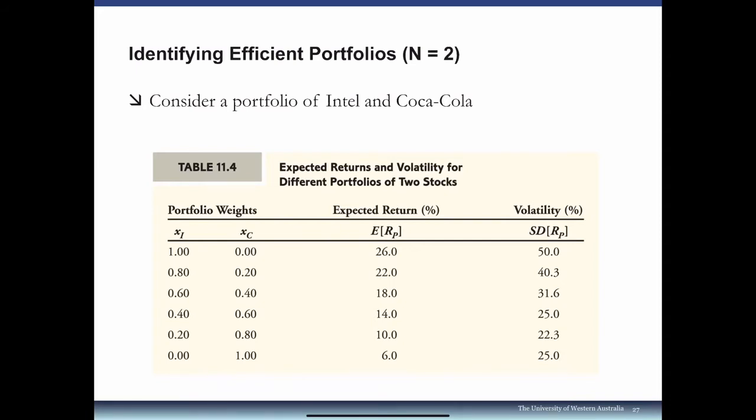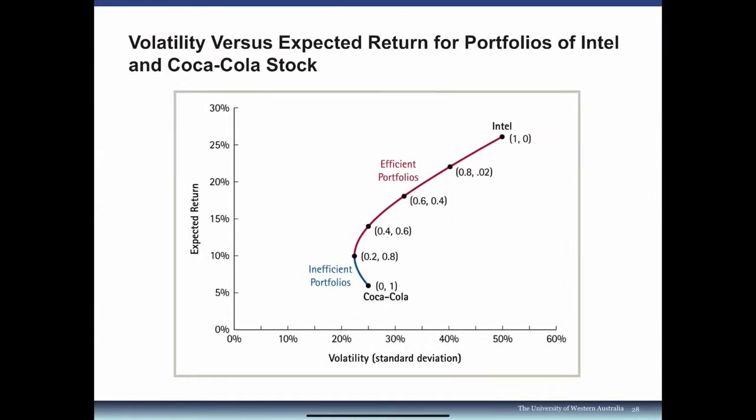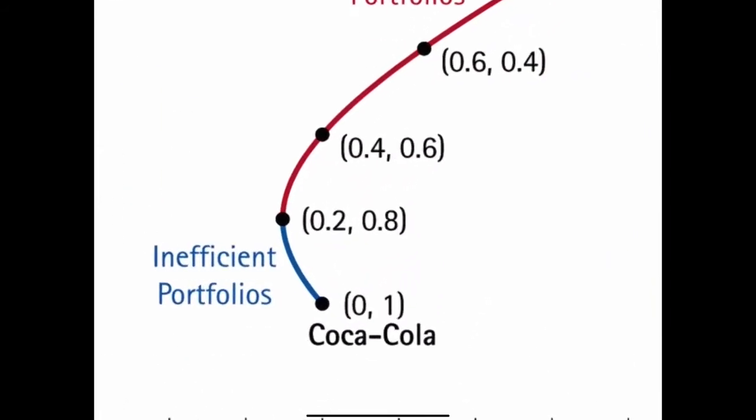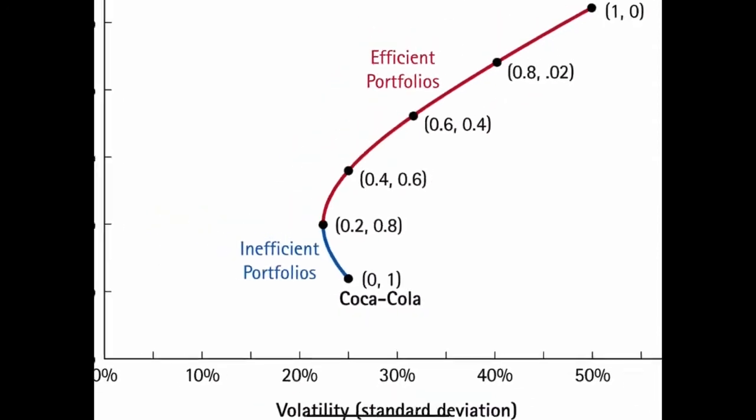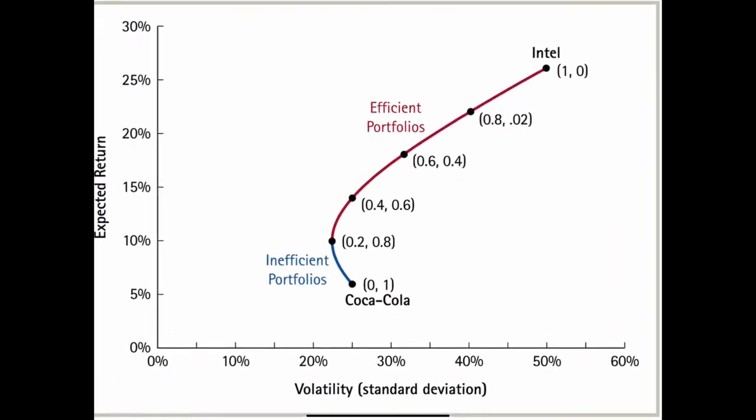And then if you have 80% in Intel and 20% in Coca-Cola, using the formulas that we did earlier, we can calculate expected return of the portfolio being 22% and volatility being 40.3%, right? And so on. That just means that on a different weight scenario, a different allocation, here is the return for the corresponding portfolio, and the volatility for the corresponding portfolio. And how about we plot that?